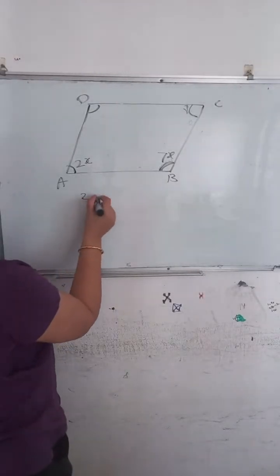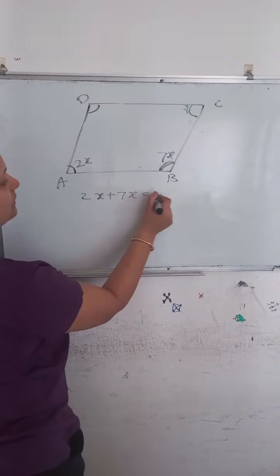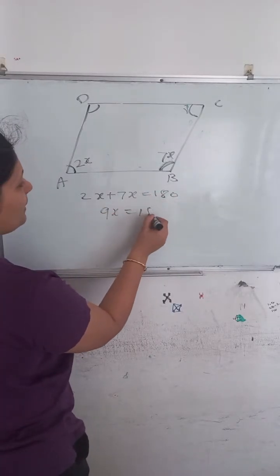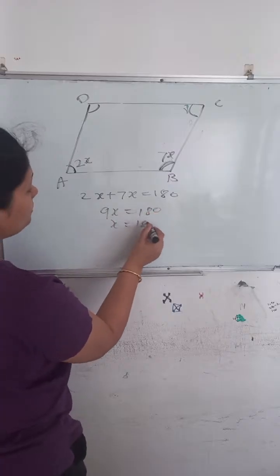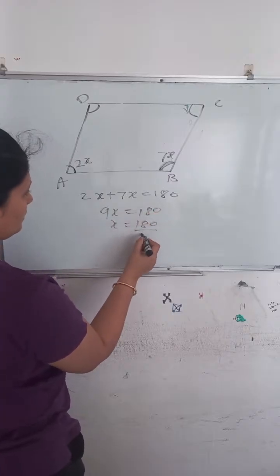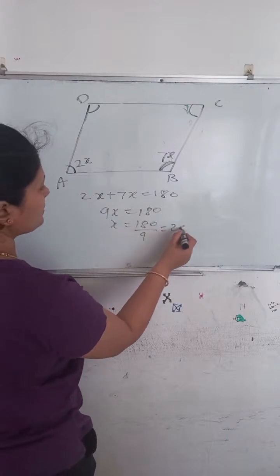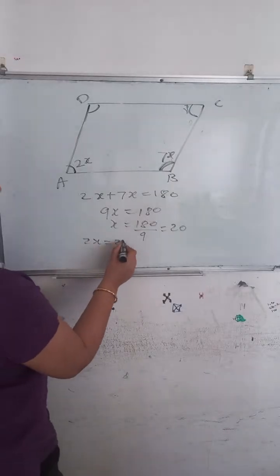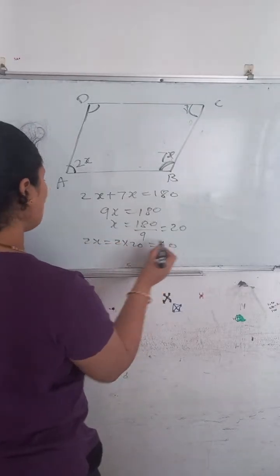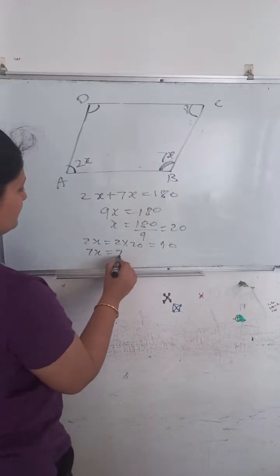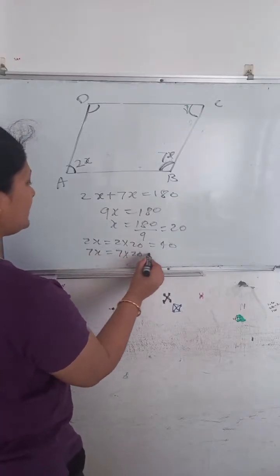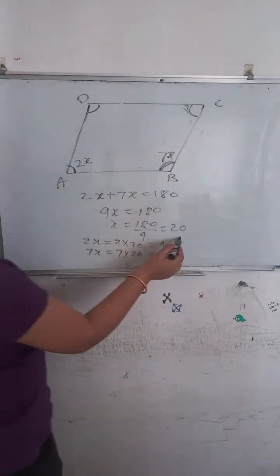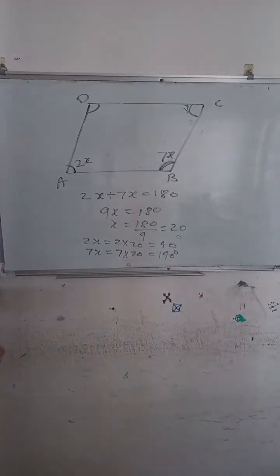Then we can write 2x plus 7x is equal to 180. That is 9x is equal to 180. So x is equal to 20. So one angle is 2x, that is 2 into 20 is equal to 40, and another is 7x, 7 into 20 is nothing but 140. Okay, so these are the angle values. Very simple concept. You need to practice.